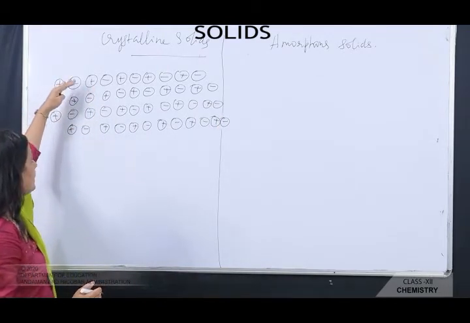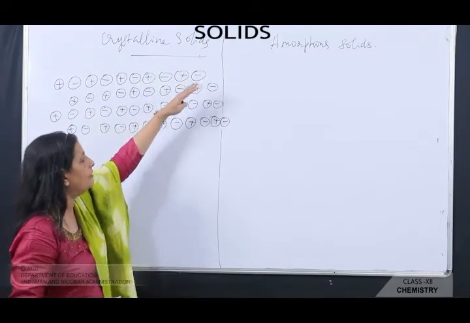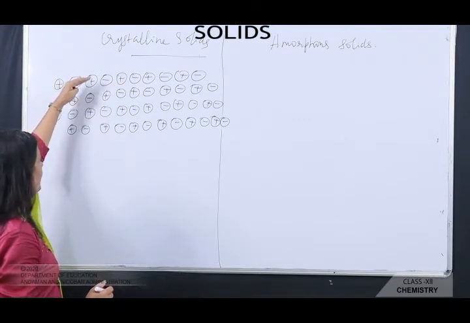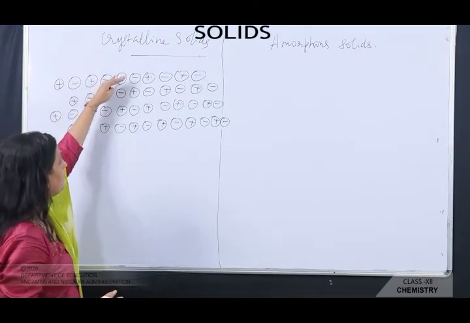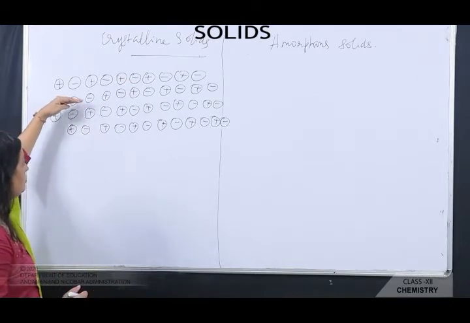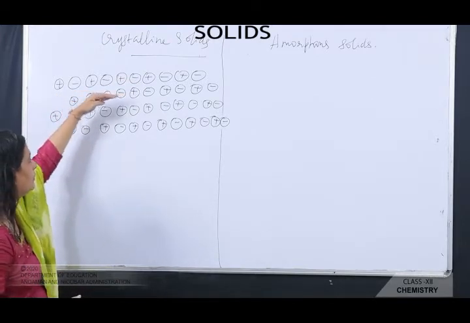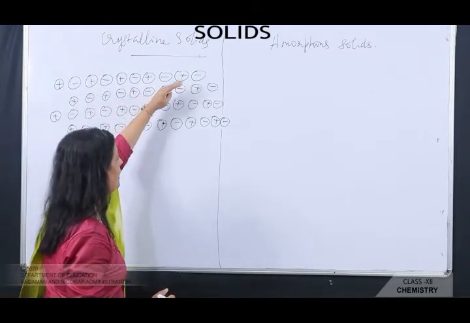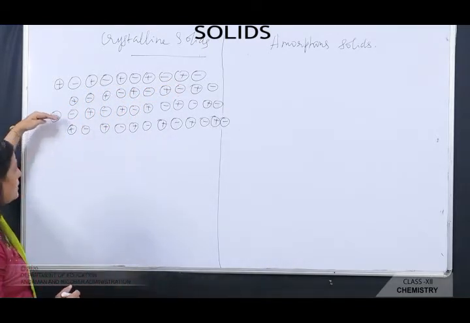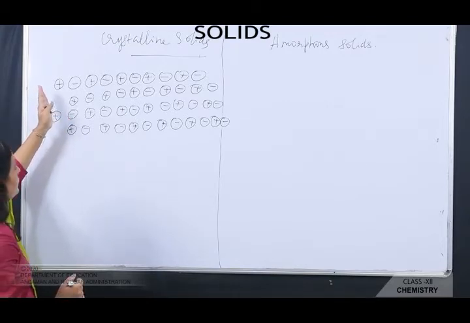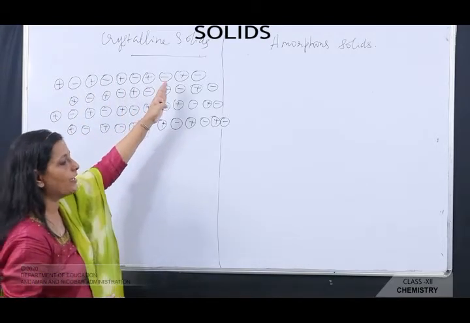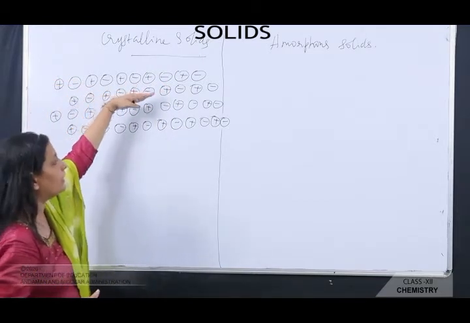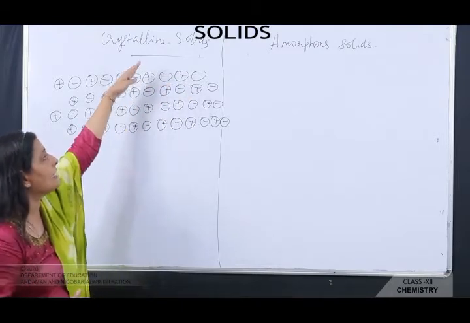The constituent particles are arranged in a systematic pattern, or there is a discipline in the arrangement. Positive ion, negative ion, then positive ion, negative ion. Now see the next row also, cation, anion, cation, anion. Again here also it's the same. So there is a regular pattern followed for the arrangement of what? Constituent particles.